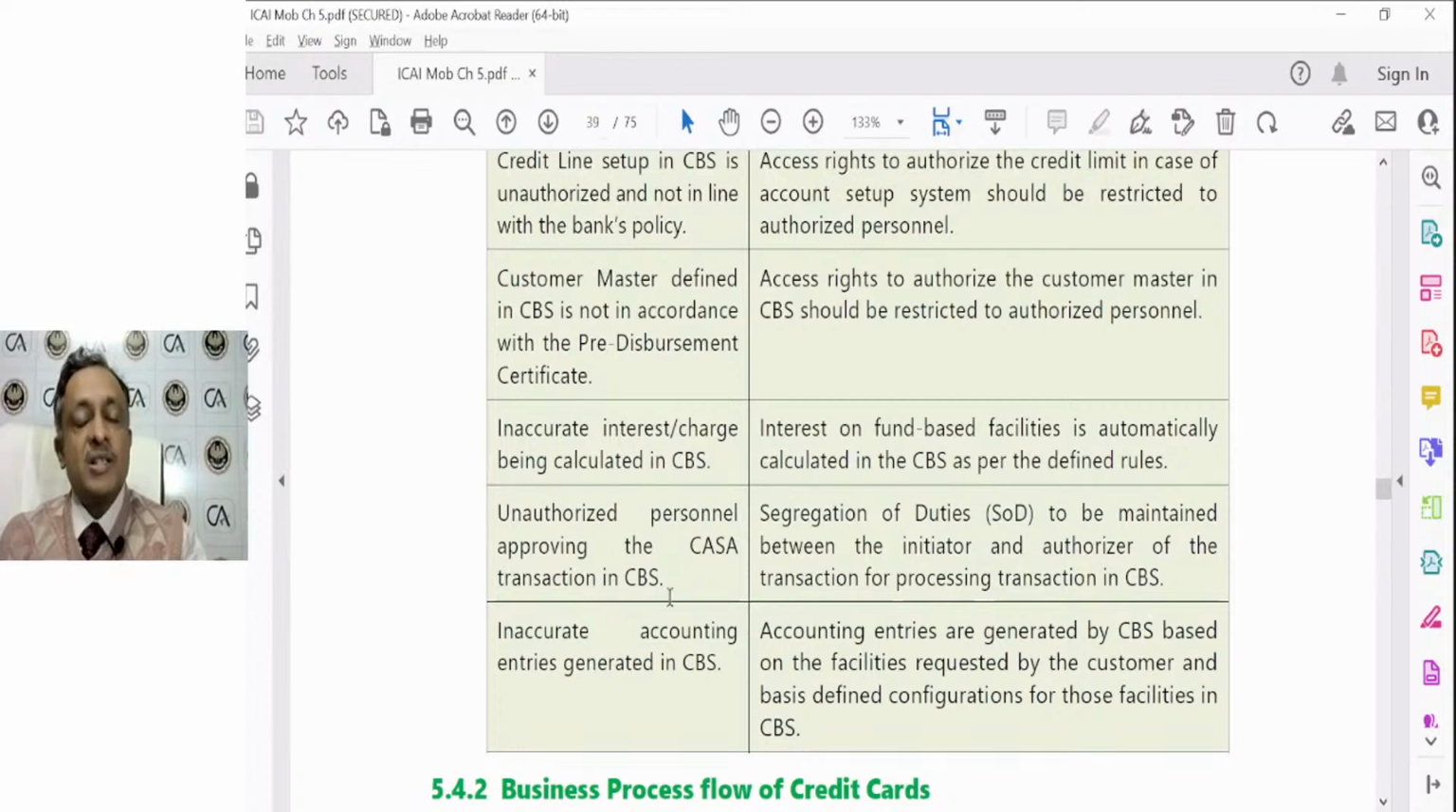Then unauthorized personnel approving the current account, saving account transaction in core banking system. Again, please understand the way core banking systems have evolved over the period. This must not be there. Let us look to the control. Segregation of duties need to be maintained between initiator, authorizer of transaction for processing transaction in core banking system. Please understand, what you can do is add a present status like, see, this is a control that is defined. It's good. But then you need to multiply by how we are evolving. So we have already evolved.